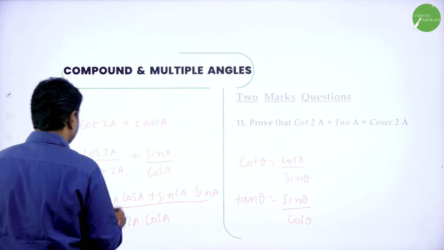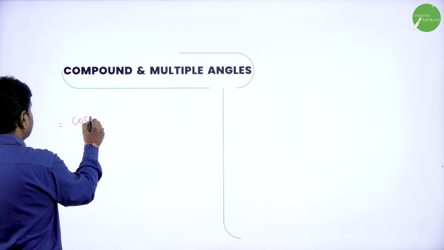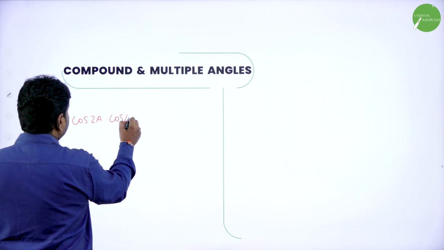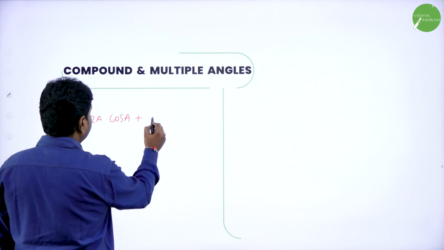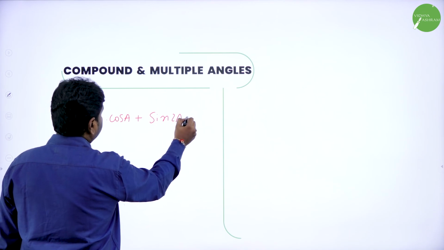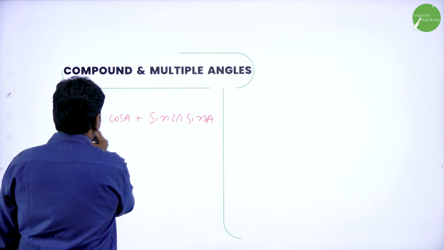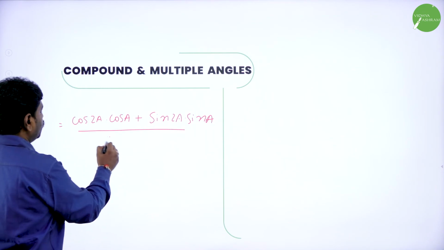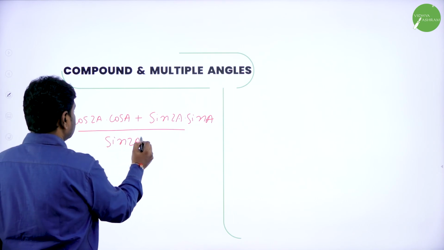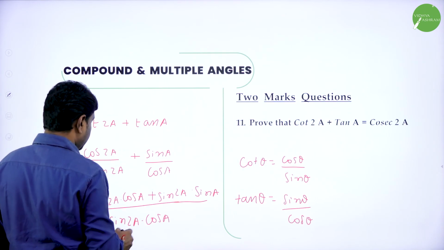So observe the numerator. So numerator is cos 2a into cos a plus what we have? Sin 2a into sin a. Divided by we have sin 2a into cos a.